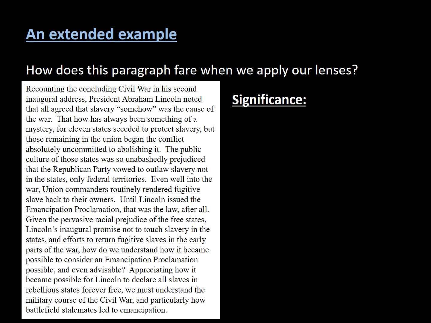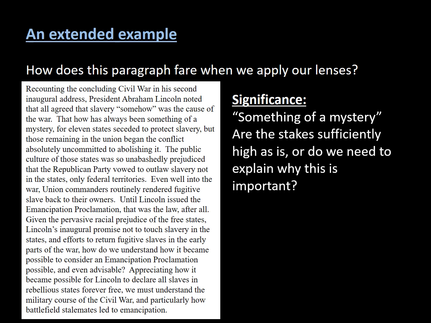The significance of this is indicated here. These are something of a mystery. This is something that people don't understand well, right? So the significance here, such as is posed here, is that this is a problem that has sort of defied easy solution.